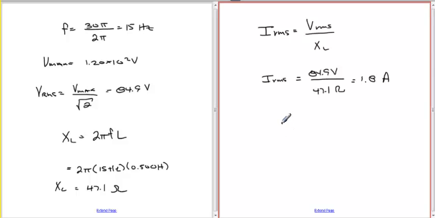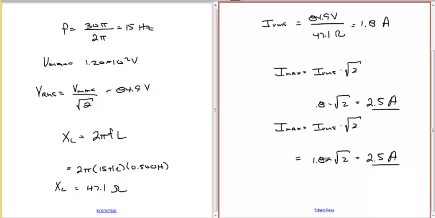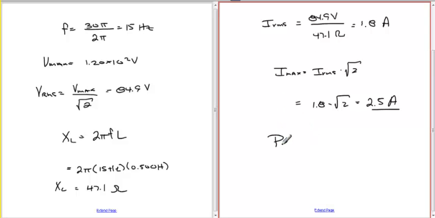The maximum current is equal to the RMS current times the square root of 2. So I'll take 1.8 times the square root of 2, and I get 2.5 amps. The average power delivered to the inductor. The average power for an inductor is 0.